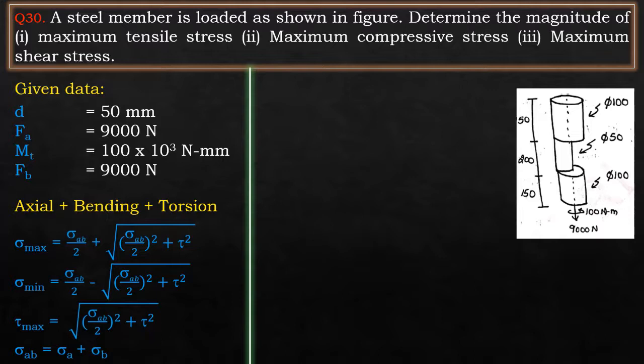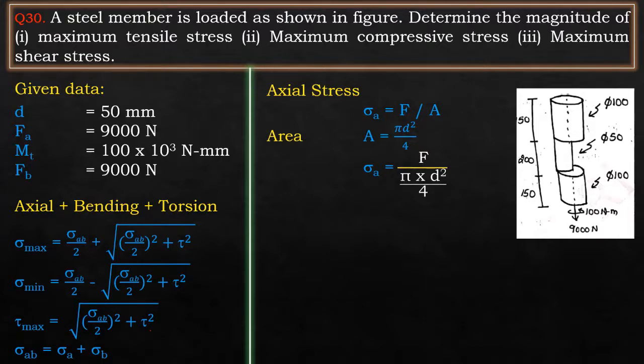Sigma AB can be determined by adding sigma A and sigma B. The axial stress can be determined by using the formula sigma A is equal to F by A, where A is pi d square by 4. Once again, I would like to remind you that it is the smallest diameter which we need to consider, that is 50 mm. Therefore, sigma A is equal to F by pi d square by 4. By substituting all the values of F and diameter D, we will be able to determine the value of sigma A, which happens to be 4.583 megapascals.